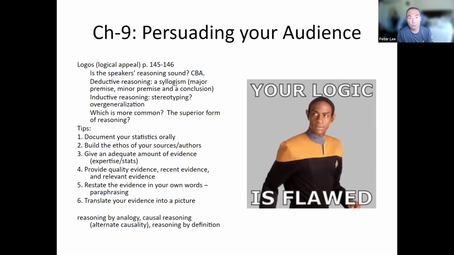So, okay. So deductive reasoning is a syllogism. It is where a syllogism is made up of a major premise, a minor premise, and a conclusion. So an example of a syllogism would be major premise, all humans are mortal.